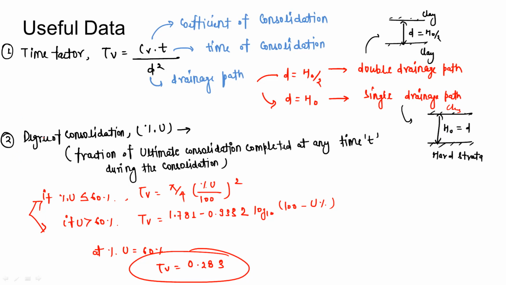Now coming to the second part, which is degree of consolidation. Degree of consolidation is the fraction of ultimate consolidation completed at any time during the consolidation. We have already seen in the question that if degree of consolidation is less than or equal to 60%, the time factor formula will be π/4 × (U%/100)². If degree of consolidation is greater than 60%, Tv will be 1.781 − 0.9332 log base 10 (100 − U%). And we know that at 60% consolidation, time factor is 0.283.